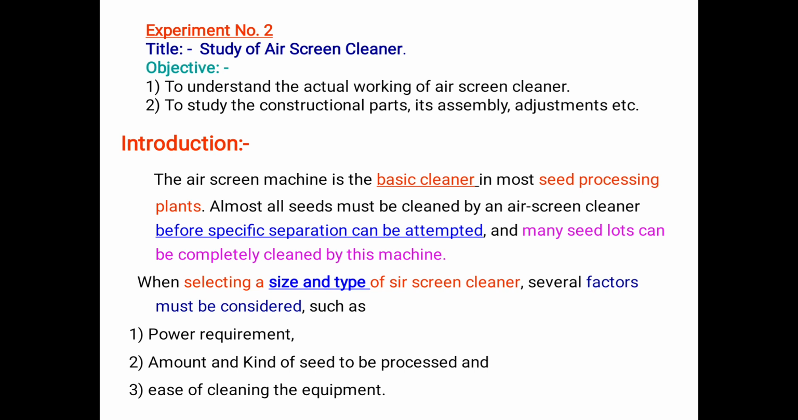Introduction. The air screen machine is the basic cleaner in most seed processing plants, which means that the air screen cleaner is important in different seed processing plants. Almost all seed must be cleaned by an air screen cleaner before a specific operation can be attempted, and many seed lots can be completely cleaned by these machines.